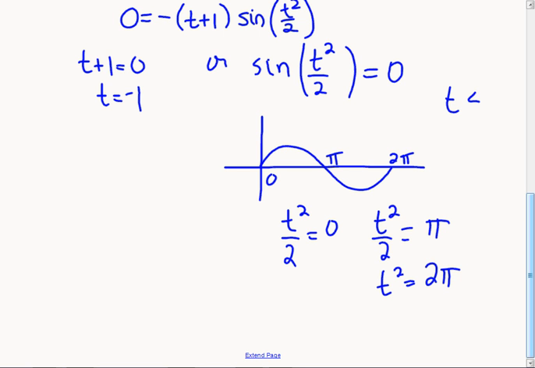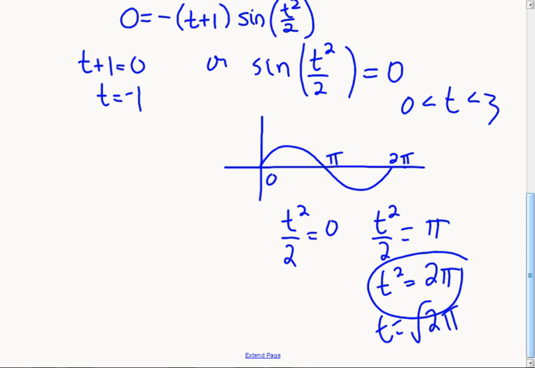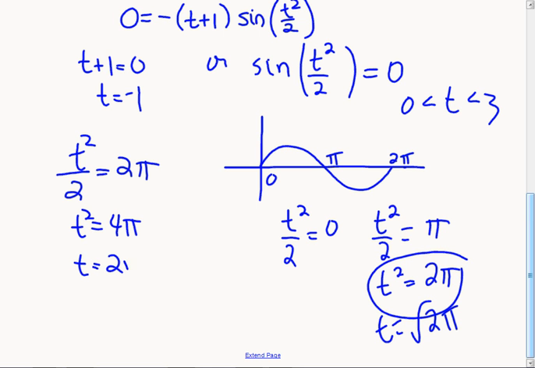And my t is going to be between 0 and 3, so I want to look at this one. So t is equal to the square root of 2 pi. And what about that one? T squared over 2 equals 2 pi. So t squared equals 4 pi. So t is equal to 2 times the square root of pi. That's bigger than 3, isn't it? 4 times 3 is 12. It's bigger than 3. So this is the one you'd use. That's where it changes direction. But you would be allowed to use a calculator, so you'd get it anyway.